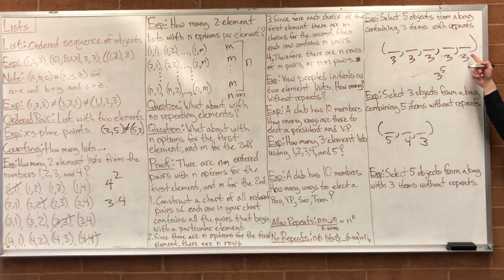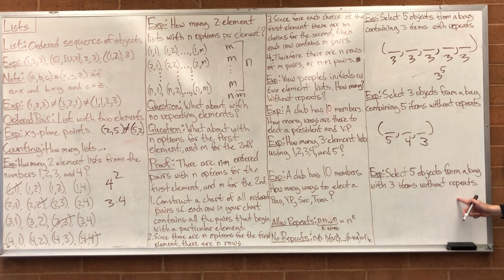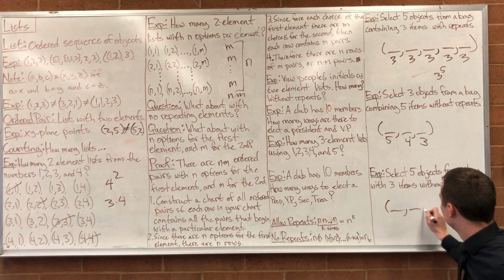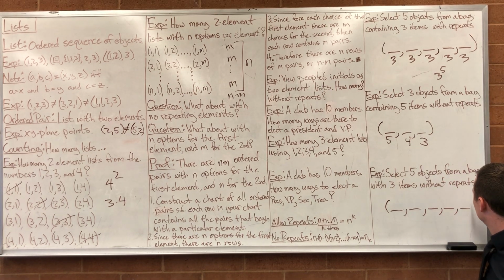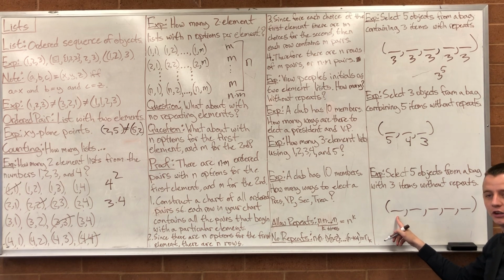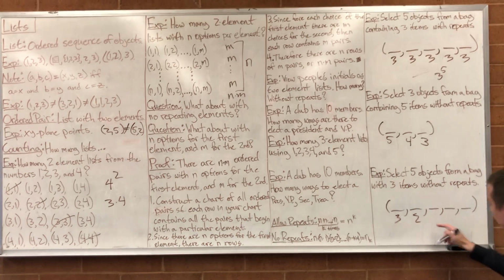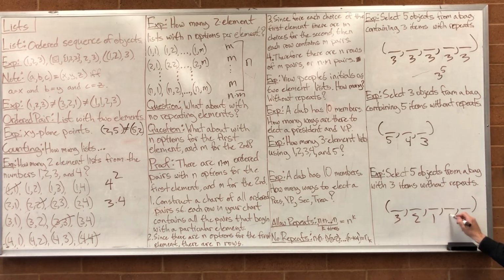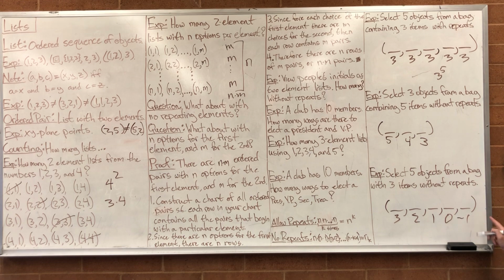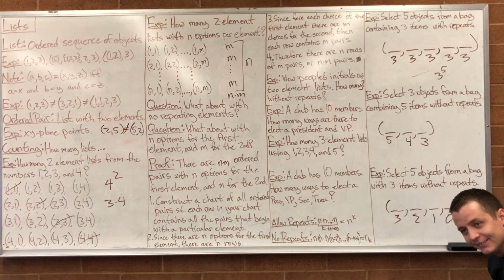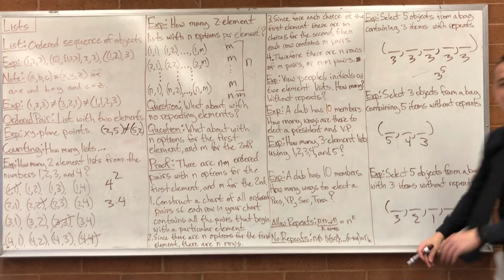On this one? All right, let's read it. Now we're going to select 5 objects from a bag with 3 items without repeats. How many options do we have for the first object? 3. Then 2. How many for the second? 2. Then 1. Then 0. Then negative 1. Multiply them all together, you get negative 6. No, that's nonsense. You got 0. You can't. There is no way to do that.